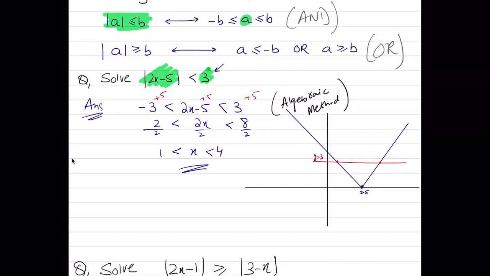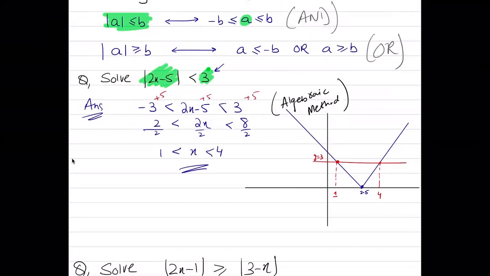Now, if I had treated this as an equation instead of an inequality, there would have been two intersection points. Those points would have been 1 and 4. Any questions that you want to ask till here? No, sir, I'm fine.